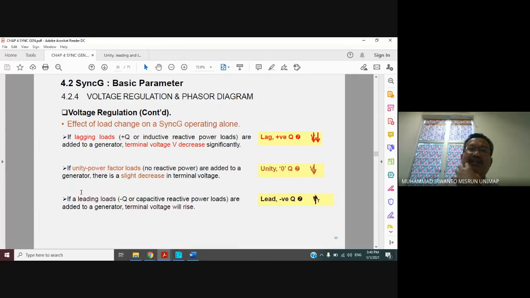Okay, and then the condition of the voltage regulation. If it is a lagging load, lagging means the type of the load is inductive. Lagging means the terminal voltage is lower than the internal generated voltage. Now it is the condition for the terminal voltage.